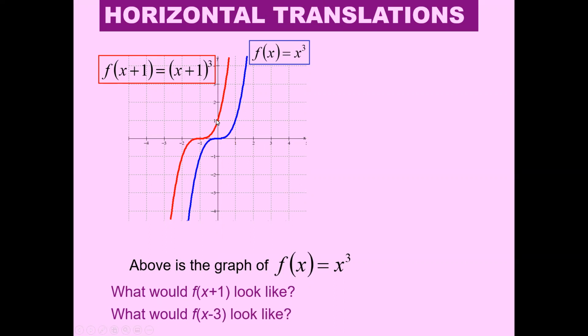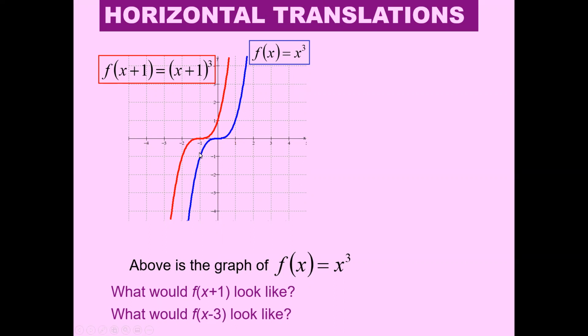Let's do one more example. What would f of x minus 3 look like? In this case, I'm going to be subtracting 3 from every x from the original graph. The original graph, it's the blue graph. So you got to consider that one.